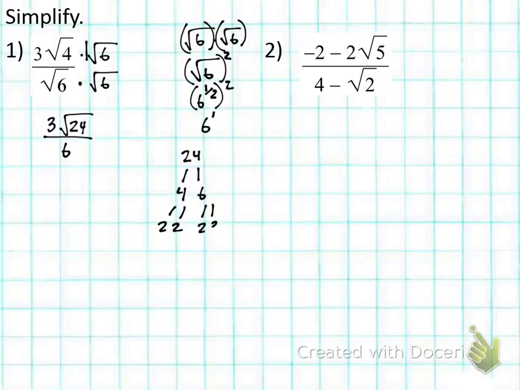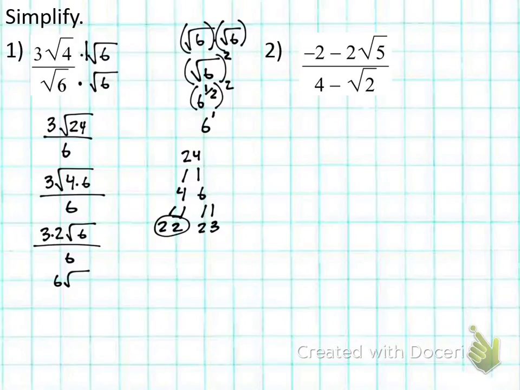And 6 is like saying 2 times 3. So really we have 2 2's here. So 3 rad 24. 24 is like saying 4 times 6. Square root of 4 is 2. So we got 3 times 2 times rad 6 all over 6. So we got 6 rad 6 over 6.